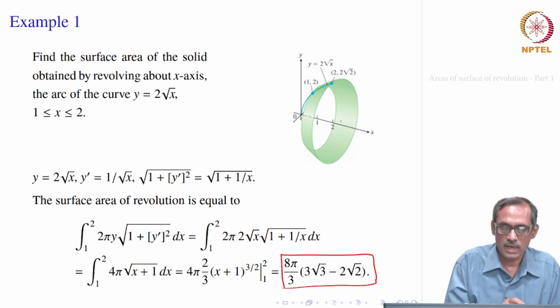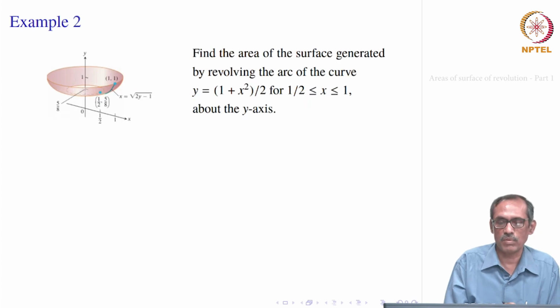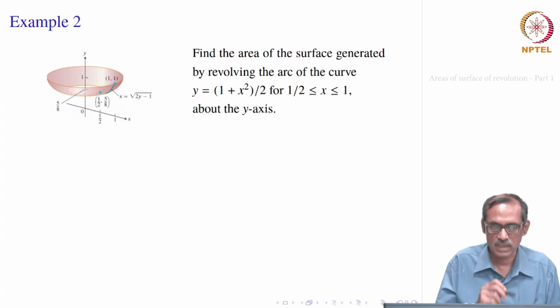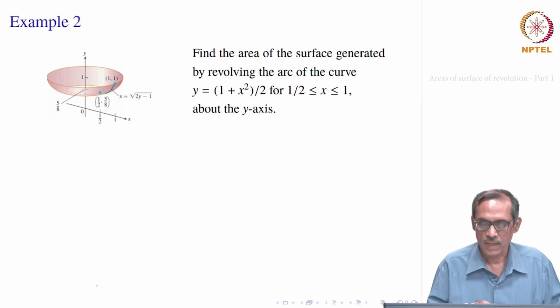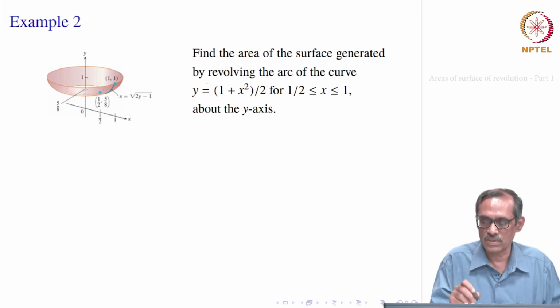So, this happens when we are revolving a curve about the x axis. Now, suppose we revolve around the y axis. So, let us take the second example. Here we want to find the area of the surface generated by revolving the arc of the curve y equal to 1 plus x square divided by 2.